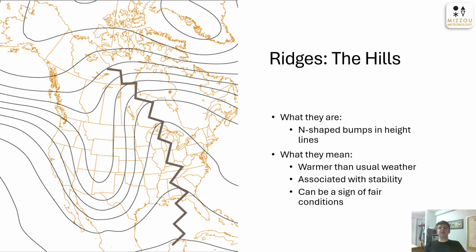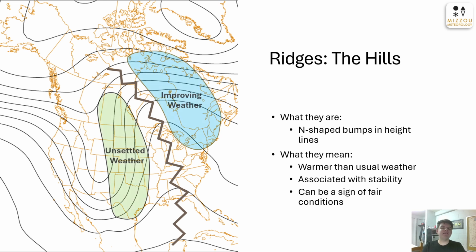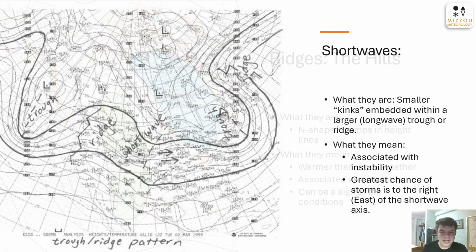Then we have ridges. These are the hills, with N-shaped bumps in the height lines. Usually warmer than usual weather is associated with them. They're marked by zigzag lines, and they're usually associated with stability and can be a sign of fair weather conditions. Weather tends to improve ahead of ridges and be more unsettled behind them.